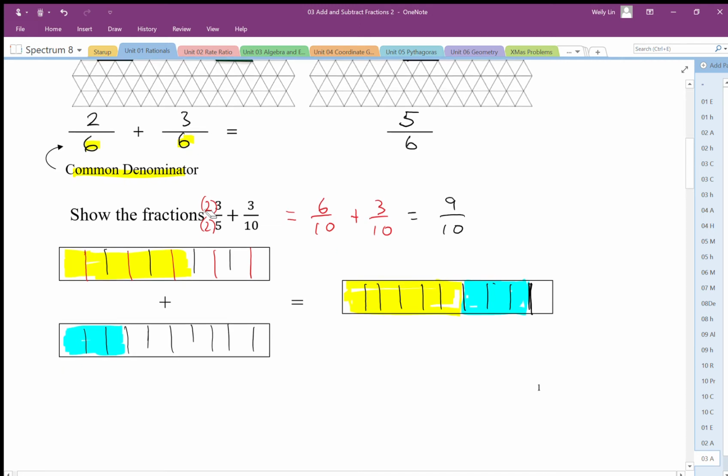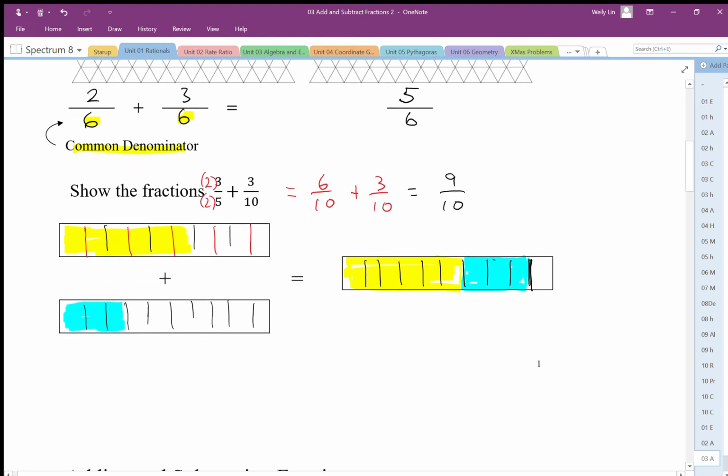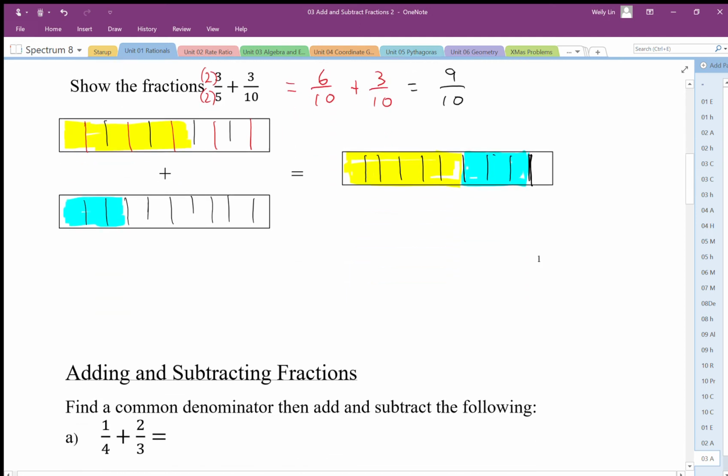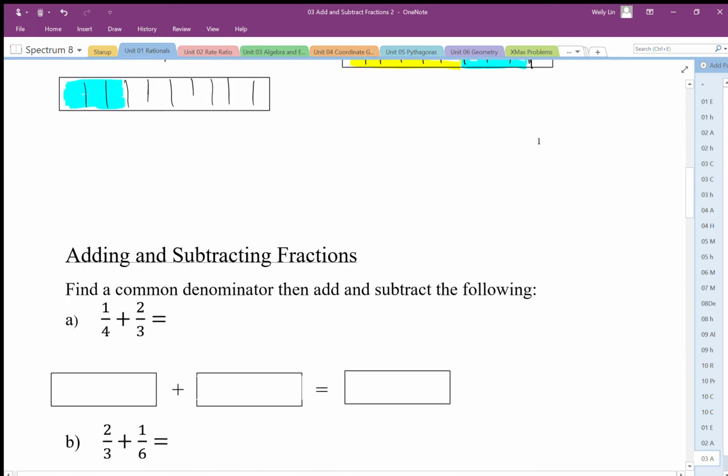Again, I need to get a common denominator, a common size piece. I do that with groupings or dividing into common size pieces. Okay, and that's where my factors come in. And again, these factors are really important. You need to show those factors when you're doing your work. Okay, so we can try these ones as well.